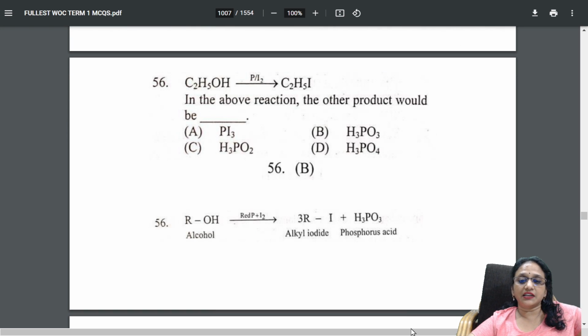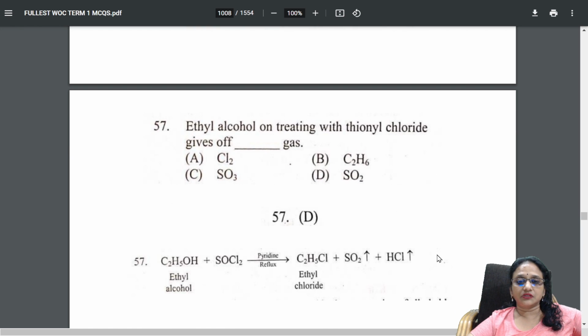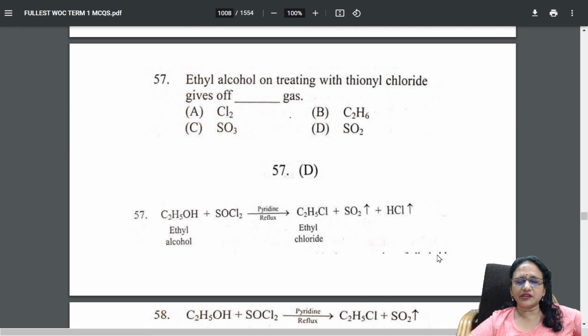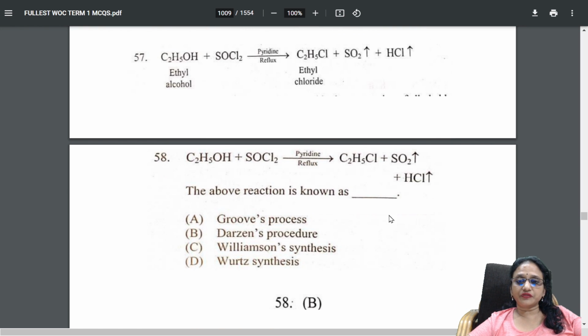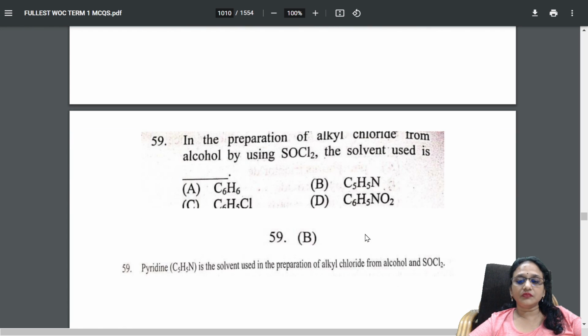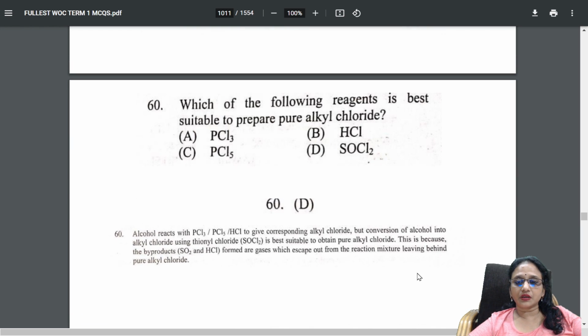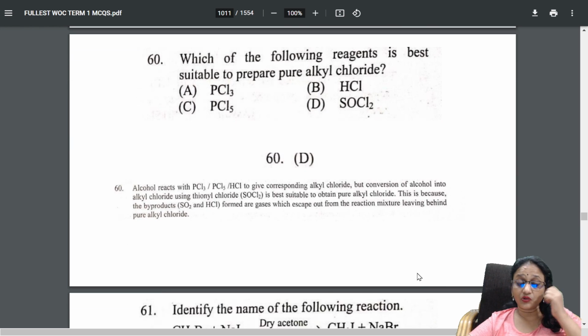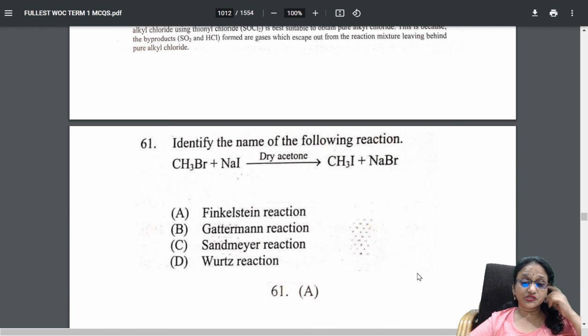Preparation of RI, iodoalkanes. Reaction with thionyl chloride releasing sulfur dioxide and HCl gas. This is the preparation of alkyl halides from alcohols using thionyl chloride, called Darzens' method. This is one more reaction. It is the same reaction; see how they are going to ask you in different ways. Named reactions are given in this way.